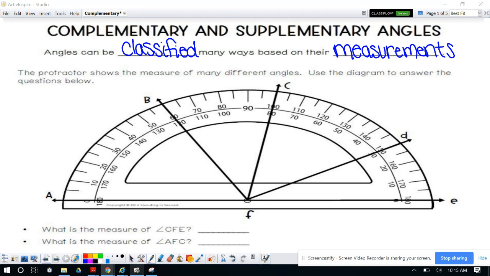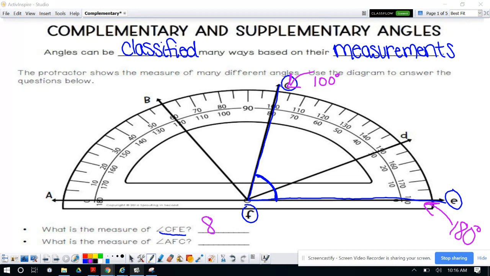The protractor shows the measure of many different angles. Use the diagram to answer the questions below. The first one says, what is the measure of angle CFE? So we're going to go to CFE to find the measure of angle CFE, which is this larger angle here that's made up by the two smaller angles. So if we look on our protractor, we can see that C is at 100 degrees and E is at 180 degrees. So that means the difference between the two is 80. So therefore, angle CFE has to be 80 degrees.